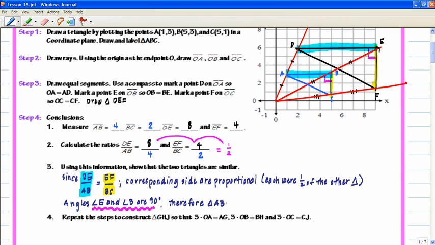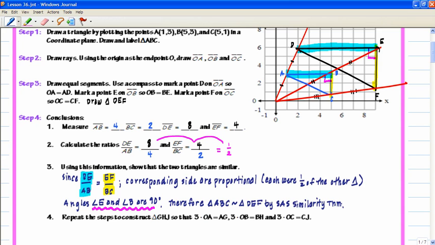So therefore, triangle ABC, using the symbol for similar, is similar to triangle DEF by side-angle-side. And we need to say similarity theorem because we're not saying that they're congruent. They're similar. Their angles are congruent, but their sides obviously aren't.